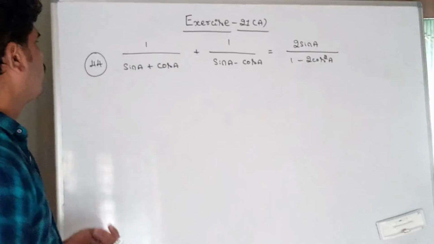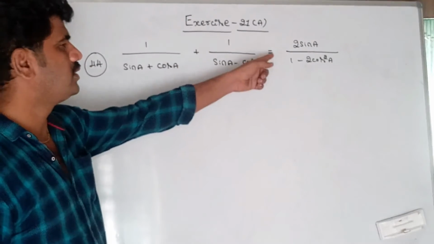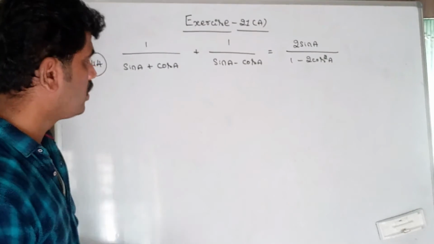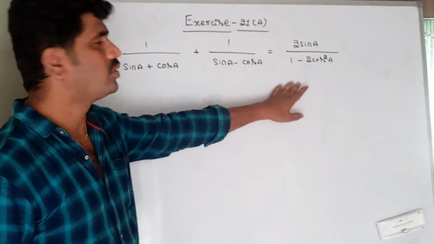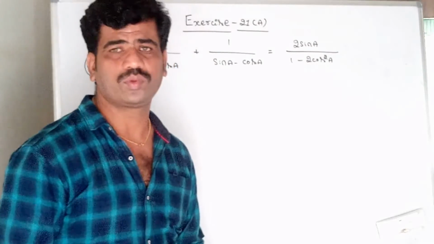Next problem 44. 1 by (sin A plus cos A) plus 1 by (sin A minus cos A) is equal to 2 sin A divided by (1 minus 2 cos square A). We should prove what? 1 by (sin A plus cos A) plus 1 by (sin A minus cos A) is equal to 2 sin A divided by (1 minus 2 cos square A) we should prove.